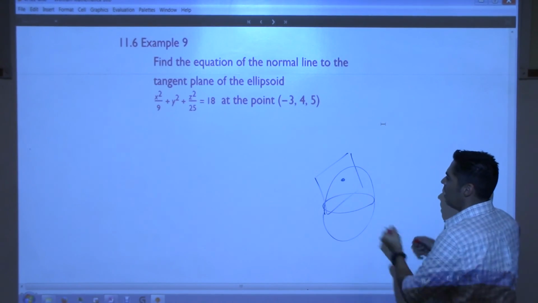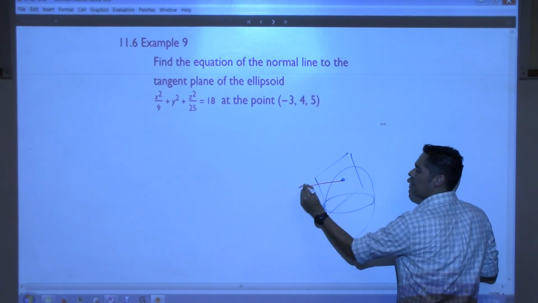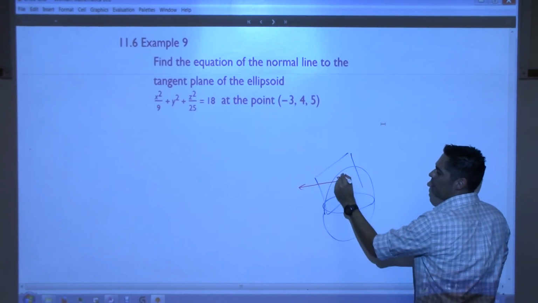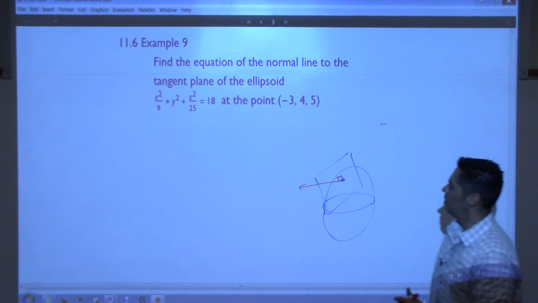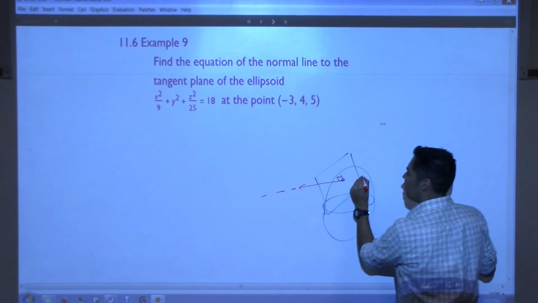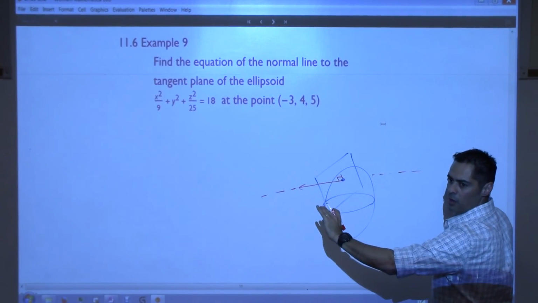So we were trying to find the line that comes out of this thing perpendicular to that plane. That's what we're trying to find. This line that extends in both directions forever. That's called the normal line.